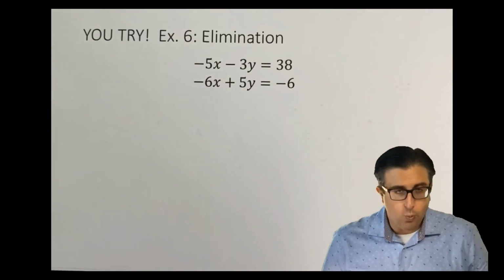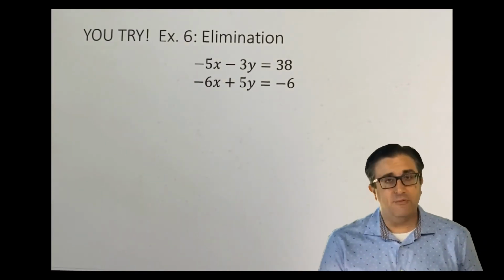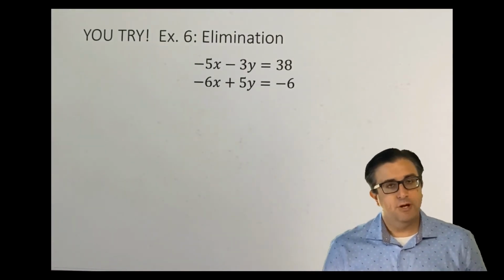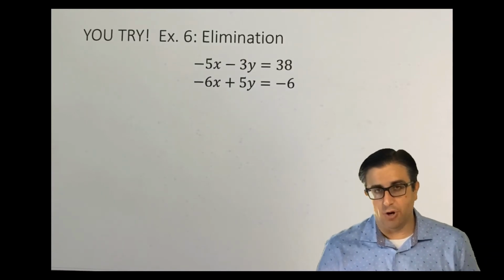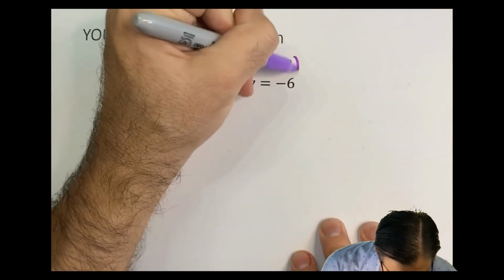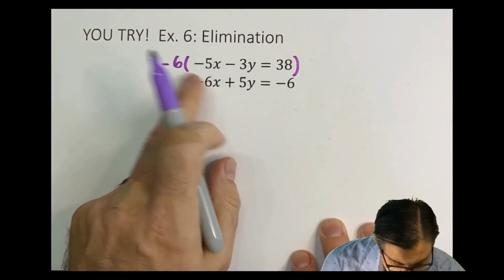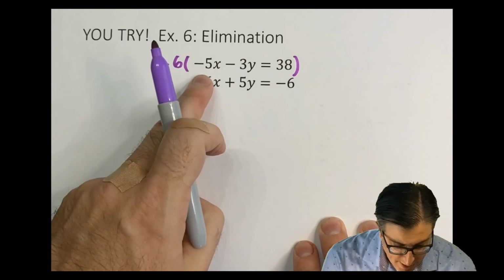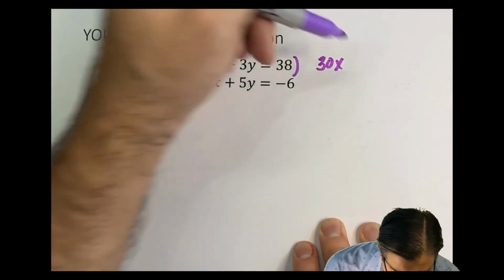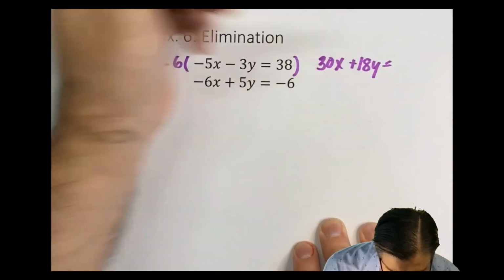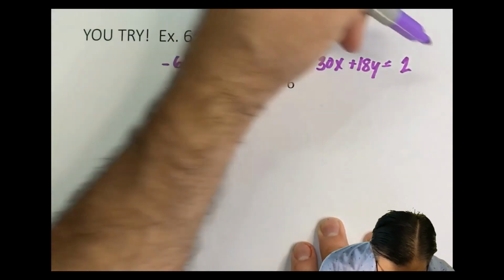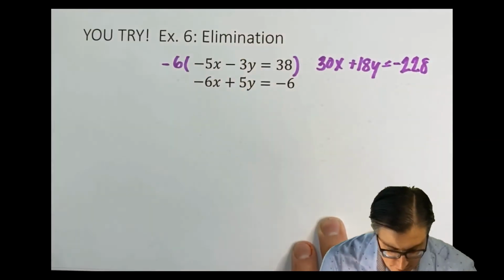Might as well. What is the least common multiple between 5 and 6? Well, the least common multiple between 5 and 6 is 30. So I want one of them to come out to be positive 30. I want the other to come out to be negative 30. So I'm going to make this one come out to be positive 30. I do that by multiplying it by negative 6. Negative 6 times negative 5x is 30x. Negative 6 times negative 3y is positive 18y. And negative 6 times 38 is negative 228.